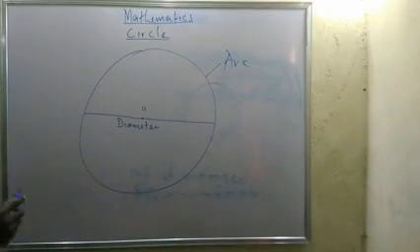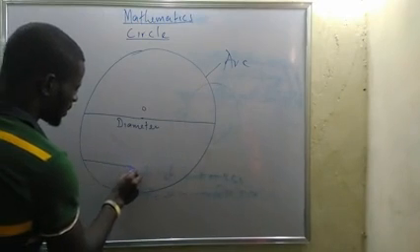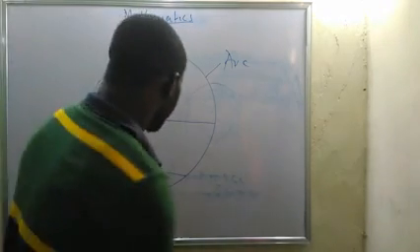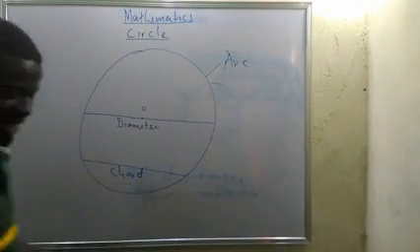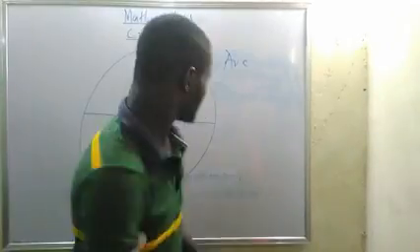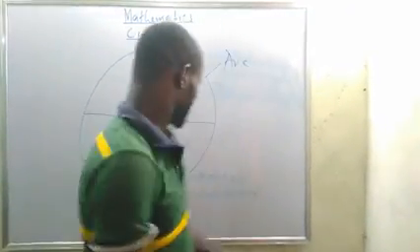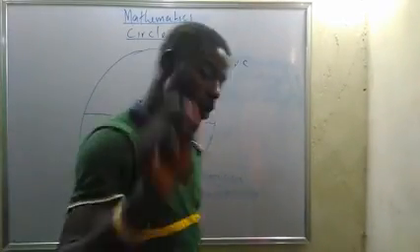Now, when I have another line this way, this is another line. They are both lines. Now, this line, we call it a chord. A chord is a line that divides a circle into two unequal parts. This one, the diameter, divides the circle into two equal parts. It means a chord divides the circle into two unequal parts.